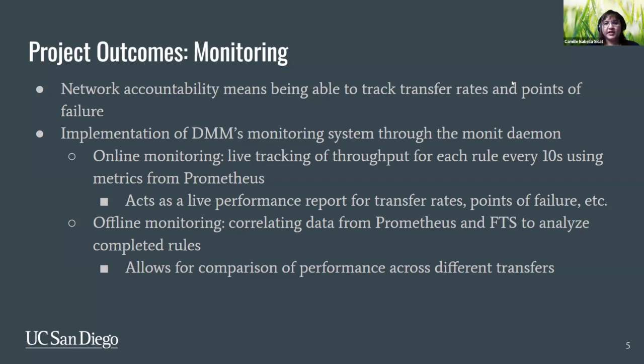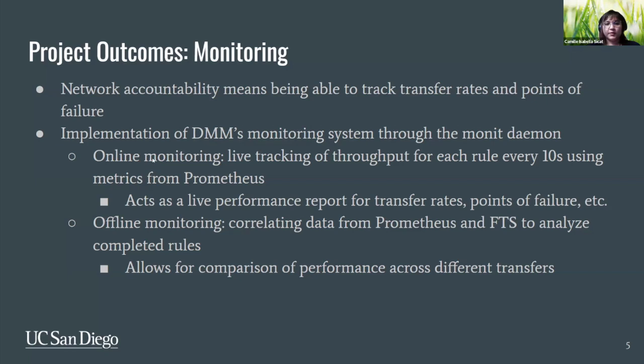Online monitoring, which is a live tracking of throughput calculated every 10 seconds using metrics from Prometheus. This allows it to act as a live performance report for transfer rates, points of failure, and other metrics, as large sustained changes in throughput are an indicator of something major happening. And while we still need to further test it and refine it, right now it's in a good working state.